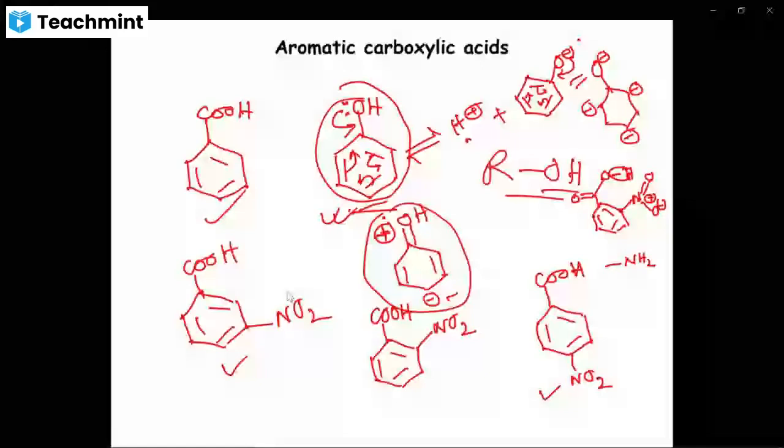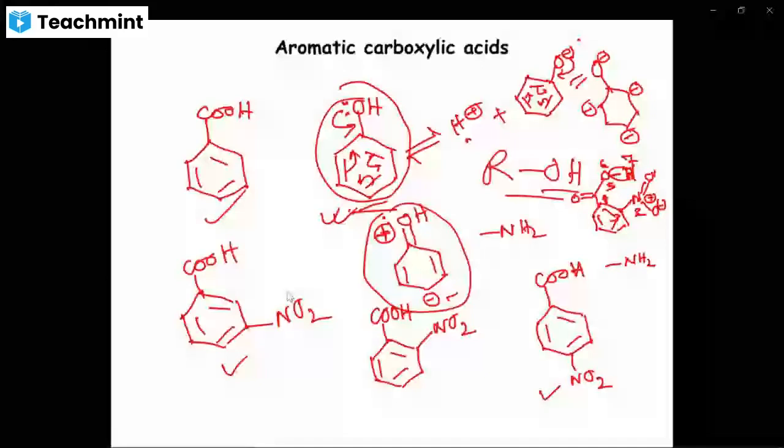Yeah, but if you count, this is 1, 2, 3, 4, 5, 6, 7. So a 7-membered ring will form, right? It is not a stabilizing situation. So hydrogen bonding occurs when we have NH2 group, not NO2 group. Okay.